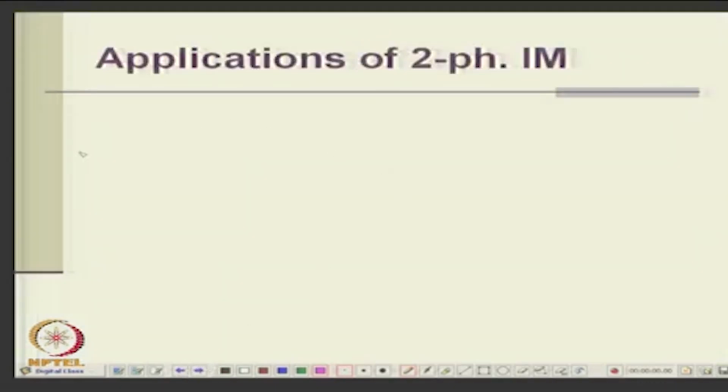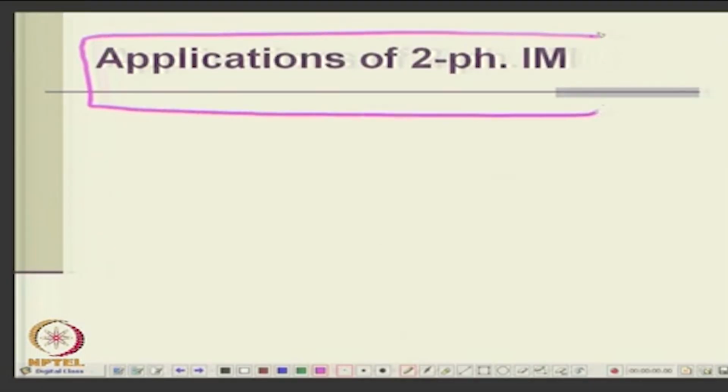Now, we will look at the applications of these two phase induction motors. What are the applications? Can you suggest some applications where two phase asymmetrical induction machines are used? A ceiling fan is driven by a two phase induction motor with a capacitor. There are also smaller ones where you do not use a capacitor, you have a split phase.